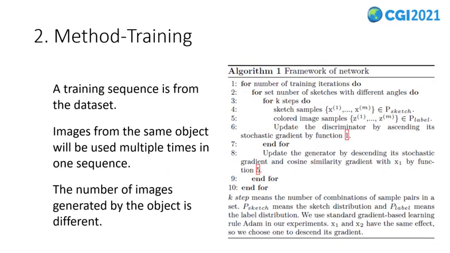During training, we use pairwise combinations of samples in one set. Such a training sequence is generated when we make the dataset. Images from the same object will be used multiple times in one sequence. The number of images generated by each object is different.